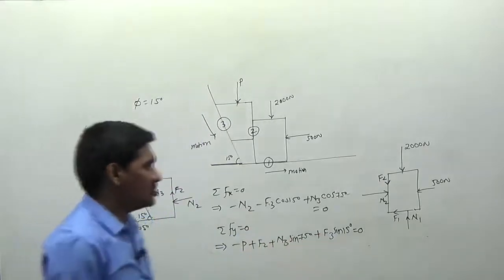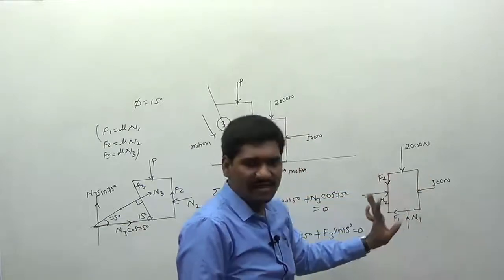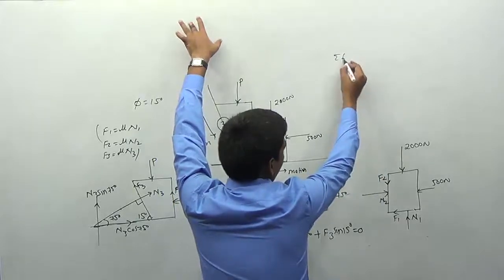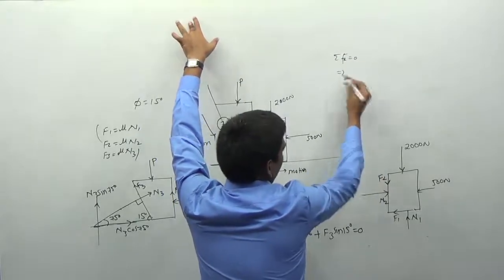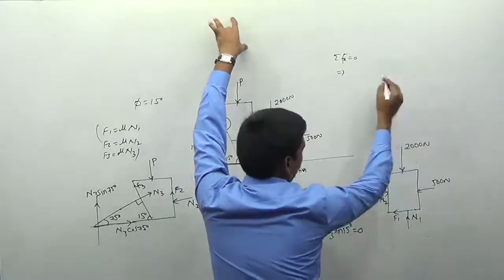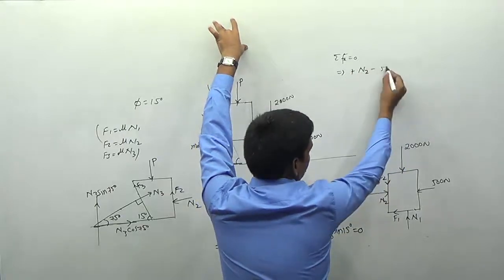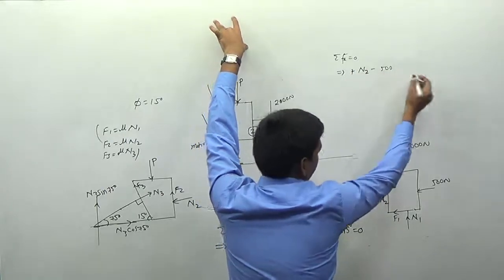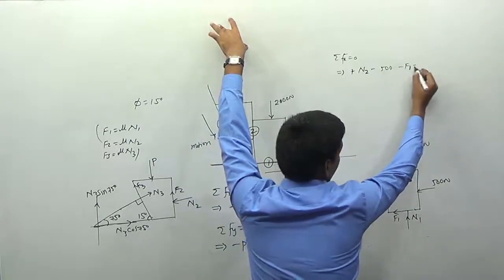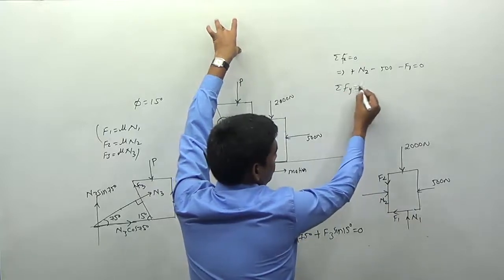Now I am writing the equations of equilibrium for this block. It is a simple plane block here, we don't have the incline here. For this block I am writing the equations of equilibrium, right? We can see what the horizontal forces are. N2 is horizontal, so I am writing plus N2 minus 500, and the next thing is minus F1. We don't have any other force, so I am writing it equal to 0. So what about sigma Fy is equal to 0 here?